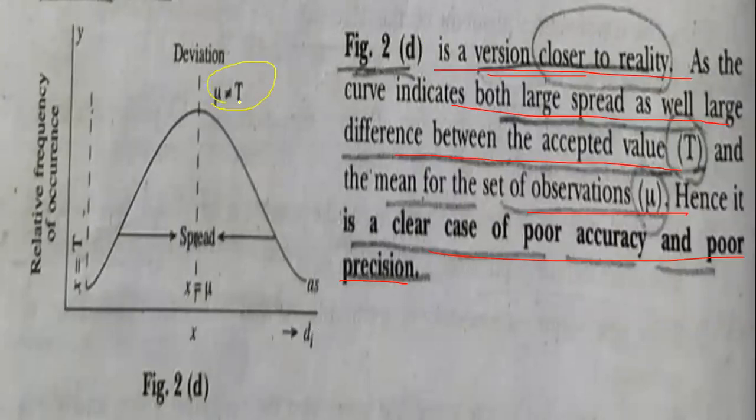Here mu is not coinciding with T and the spread is also large. This is the real, practical condition that we observe in our day-to-day life. So it indicates poor accuracy and poor precision. Getting my point?